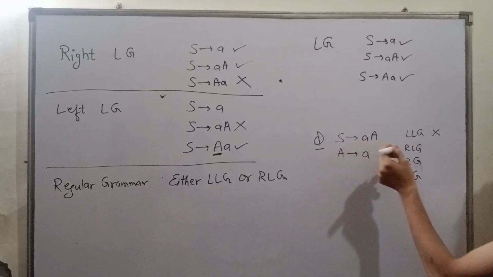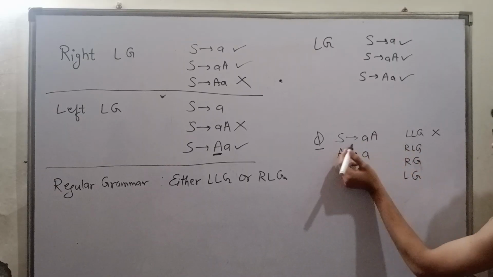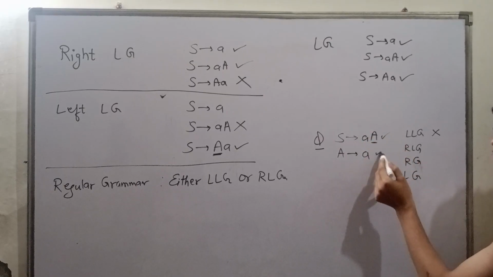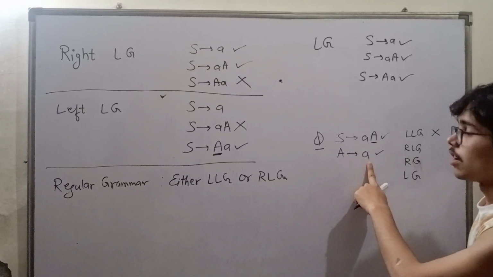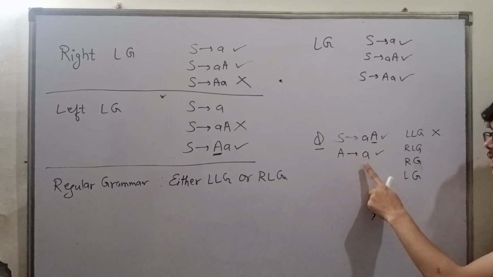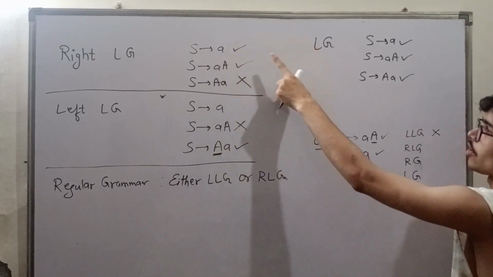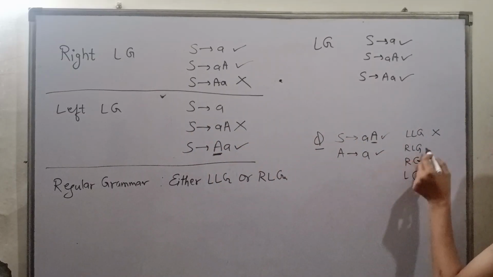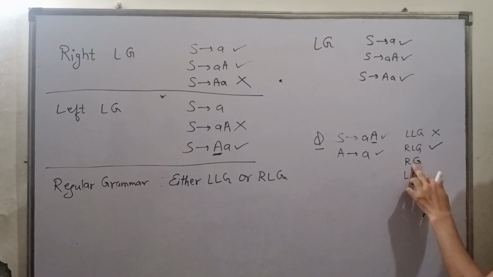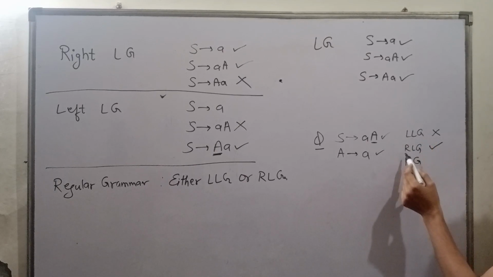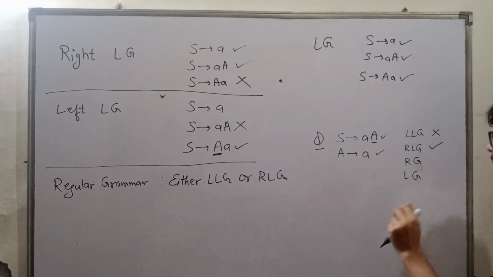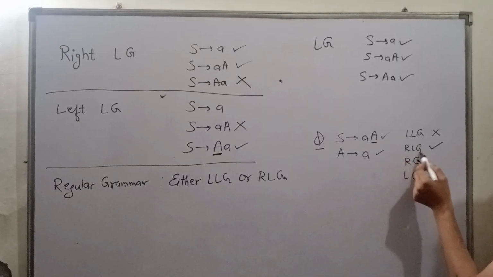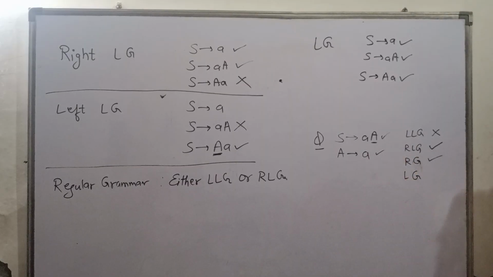Okay, so let's check for right linear grammar. Yes, this is present on the right side. This is okay for right linear grammar. This is also okay for right linear grammar, as no variable is present here. This is also okay for linear grammar and left linear grammar. So this is right linear grammar. This is regular grammar. From left linear grammar or right linear grammar, at least one must be there to say that this is regular grammar. So yes, this is right linear grammar, and that's why it is regular grammar.